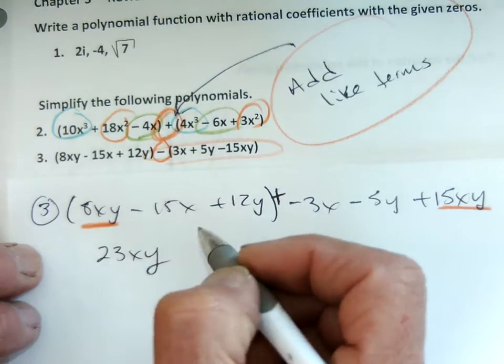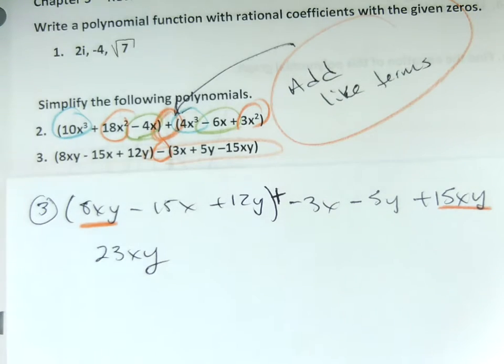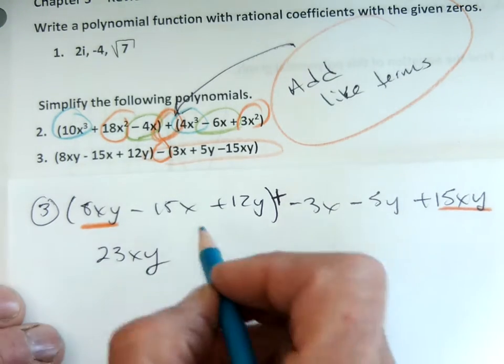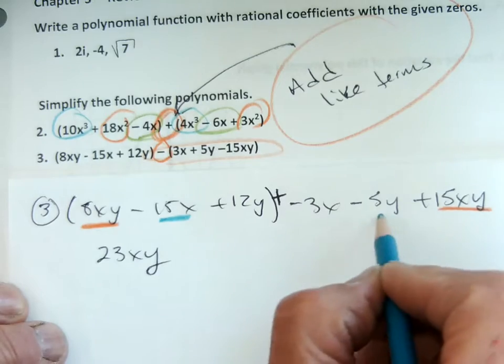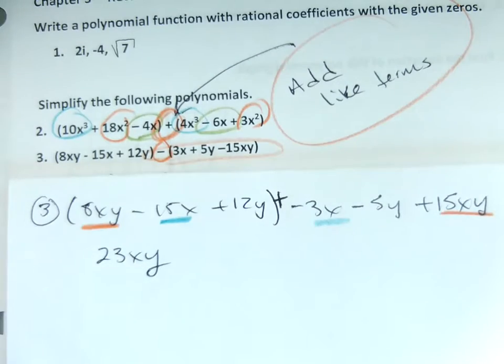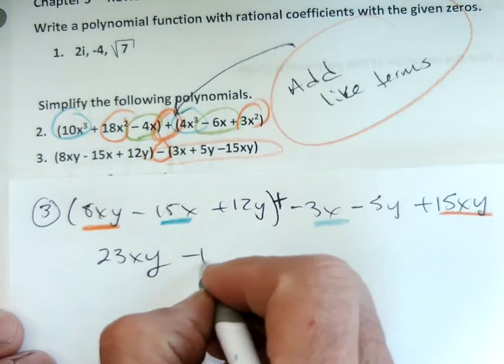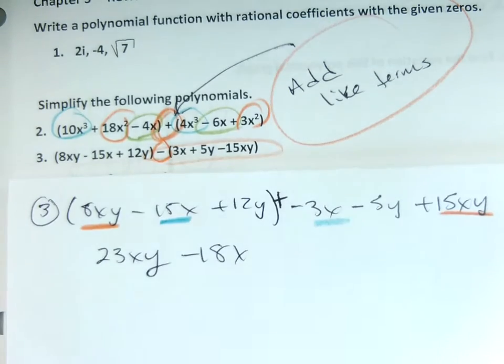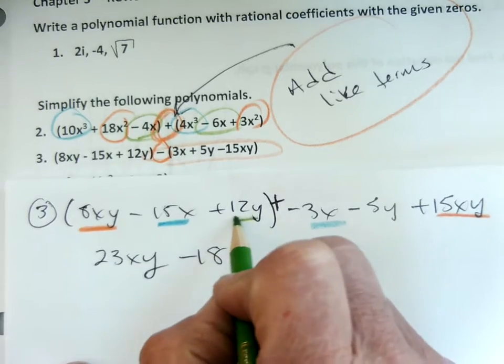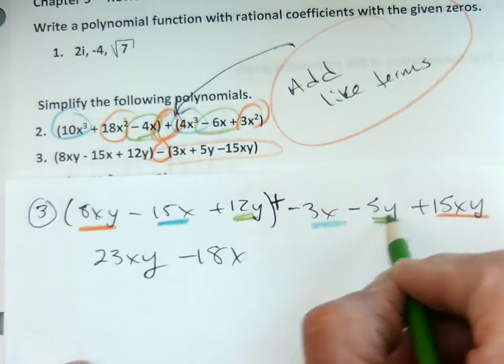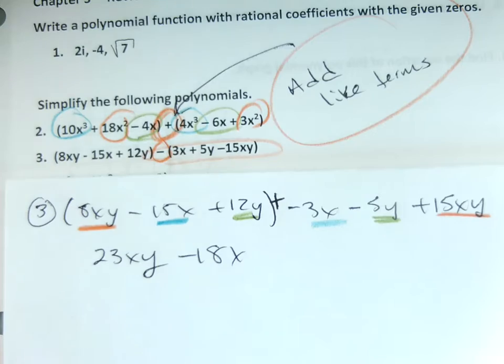I'm going to keep combining like terms. I've got a negative 15x and a negative 3x, which makes a negative 18x. I have a 12y, and negative 5y is going to make a negative 20y.